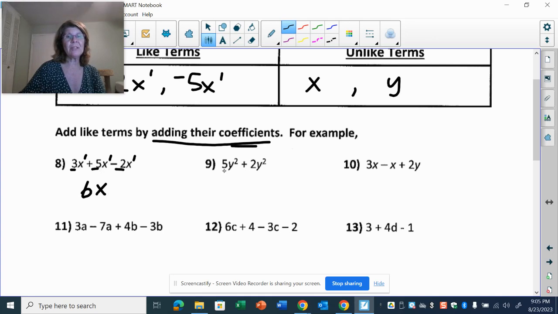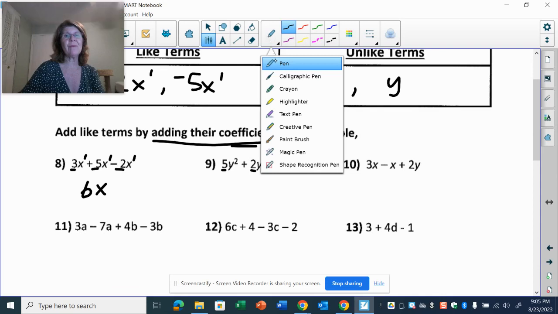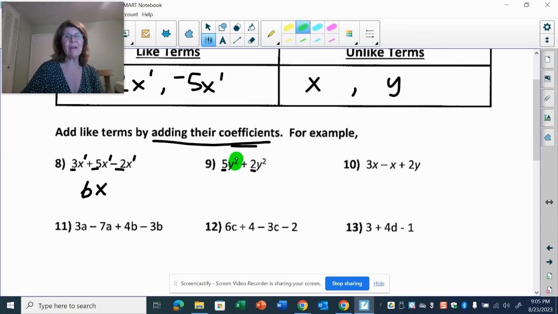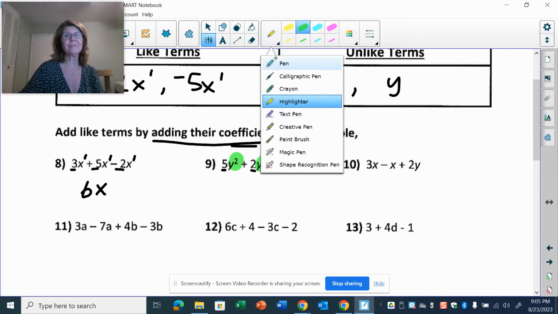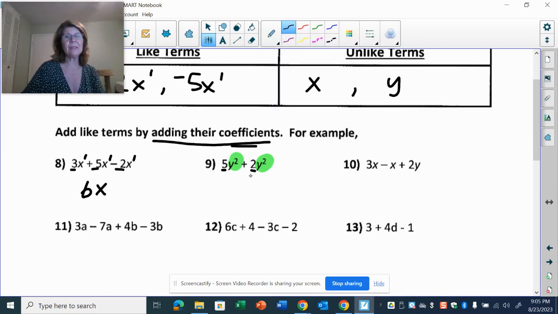Okay, coefficients. So there's that and that. The 5 and the 2 are the coefficients. Are they like terms? Yes, because it's y squared and y squared. Both of them have the same variable and the same exponent, so they're like terms. So 5 plus 2 is 7, and then they're both y squared. So that is your answer.